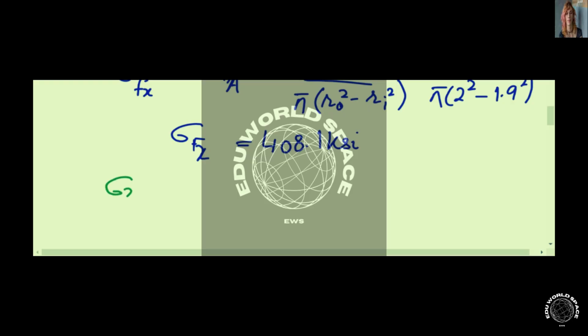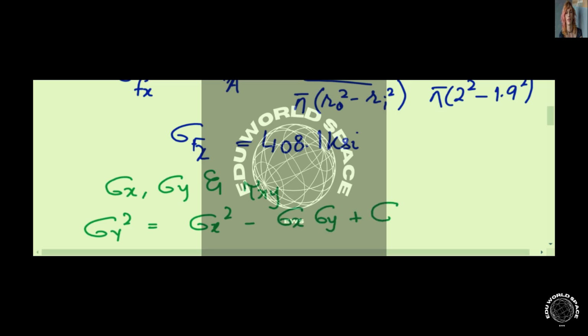Now we found in problem 10.59 that the distortion energy theory can be written in terms of sigma sub x, sigma sub y, and tau xy. So that equation is sigma sub y squared is equal to sigma sub x squared minus the product of sigma sub x and sigma sub y plus sigma sub y squared plus 3 times tau sub xy squared, right?